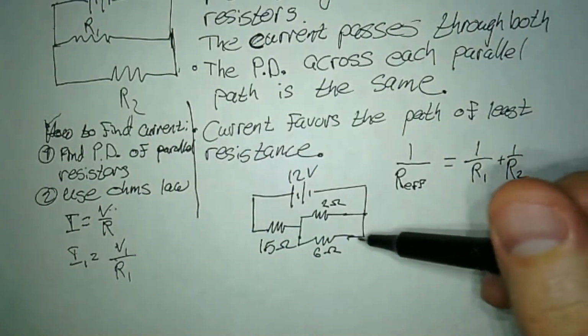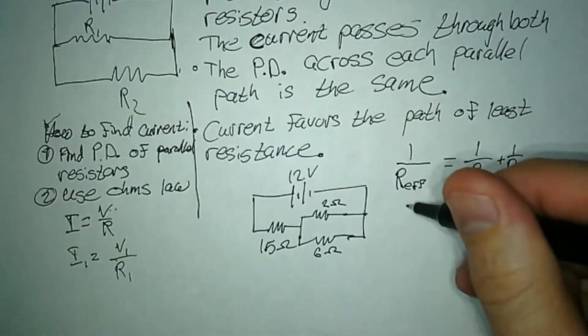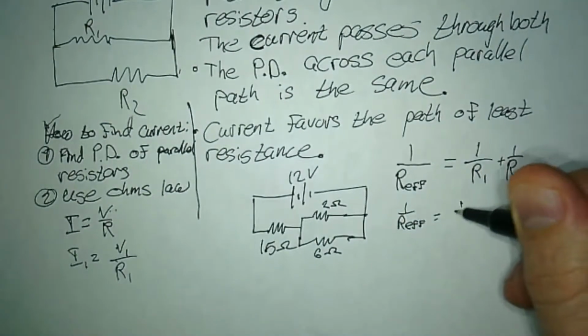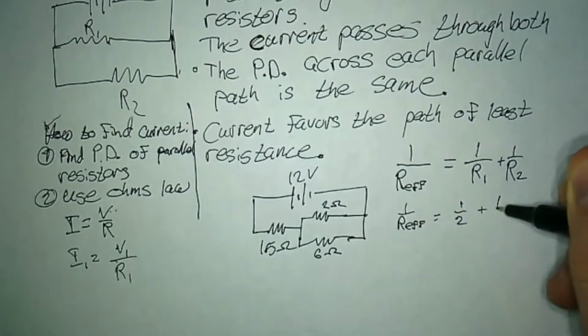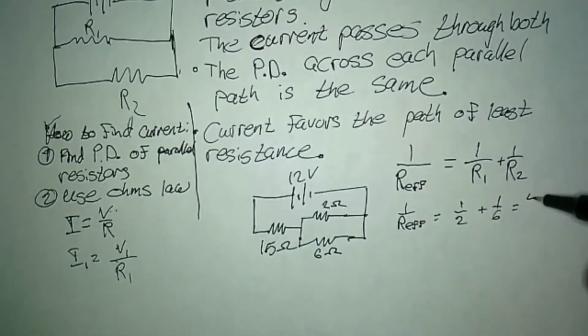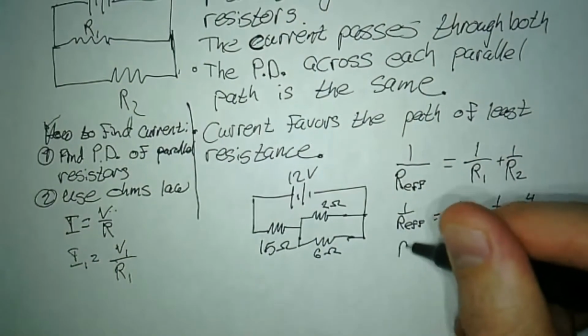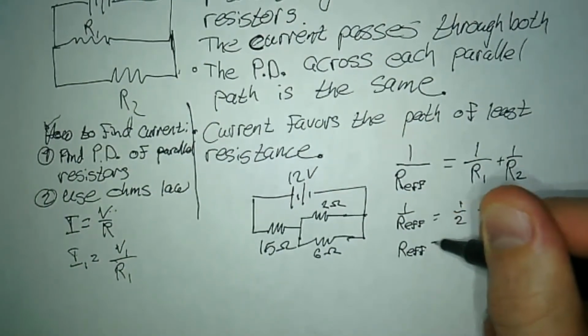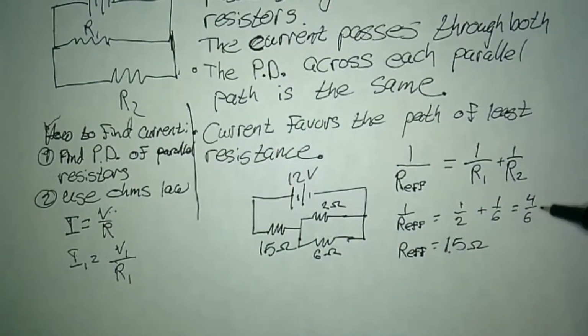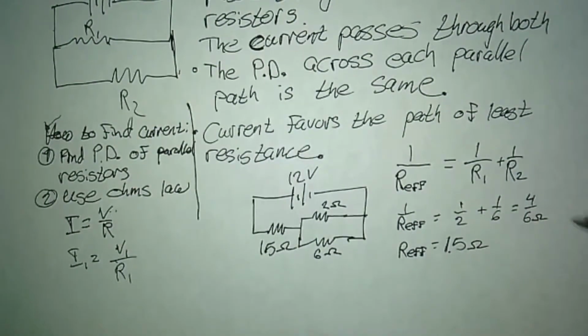Okay, so what's my effective resistance here? Well, in this case, I'm going to say 1 over effective resistance is going to be 1 over 2 plus 1 over 6. And that is going to add up to 4 over 6. So my effective resistance is going to be 1.5 ohms, because I'm just going to flip that, right?